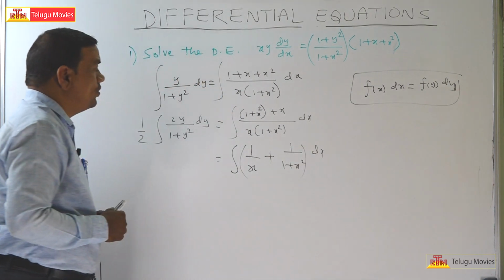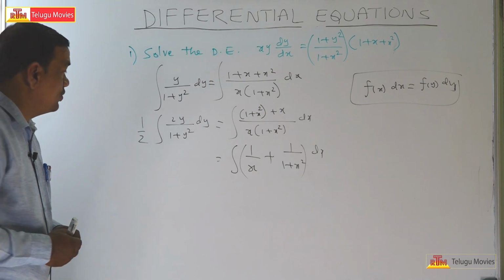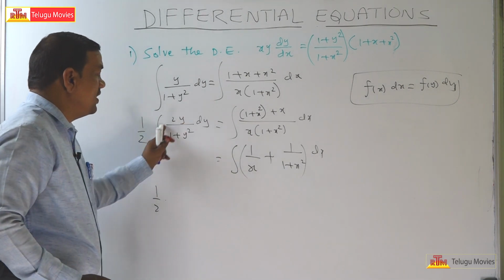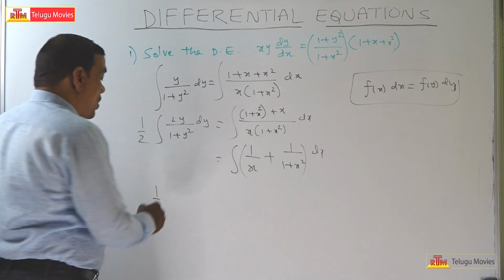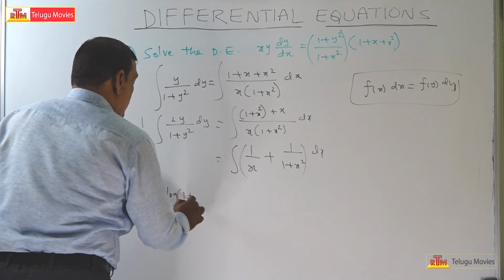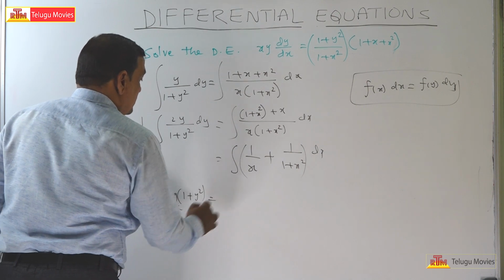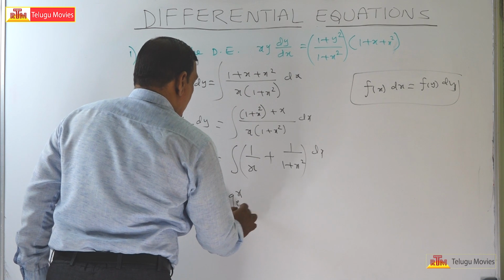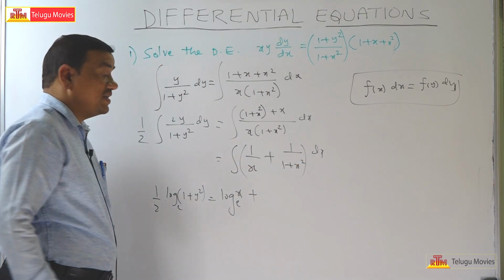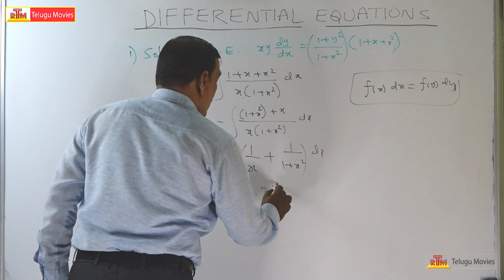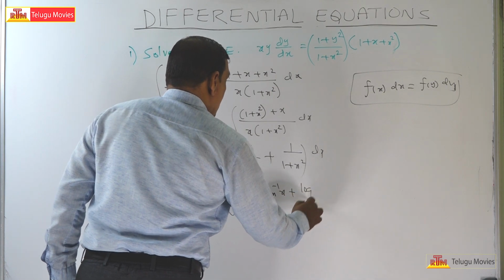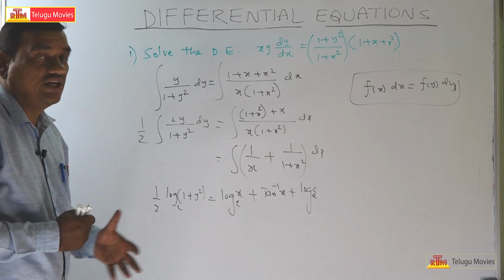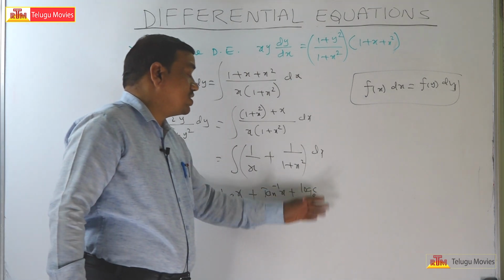Okay, now integrate on both sides. This is equal to 1 by 2 into, what is this? 2y by 1 plus y square means log of 1 plus y square to the base e. This is equal to log of x to the base e, plus 1 by 1 plus x square means tan inverse of x, plus the constant of integration. You compulsorily have to write down the constant of integration. Okay, now, that is log c to the base e.